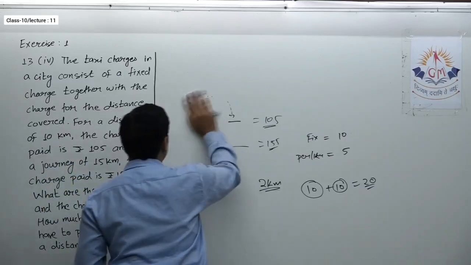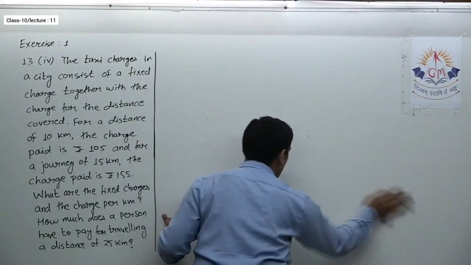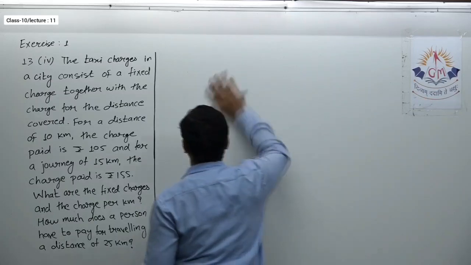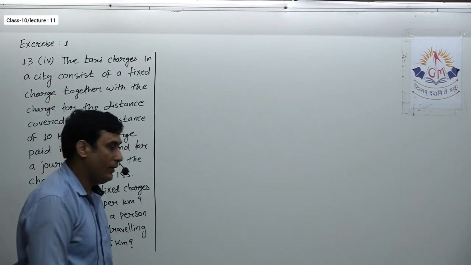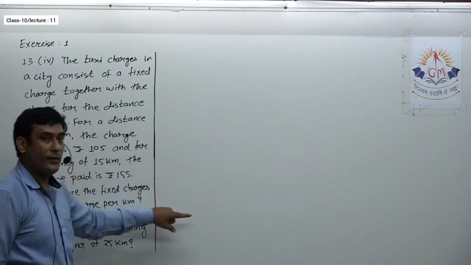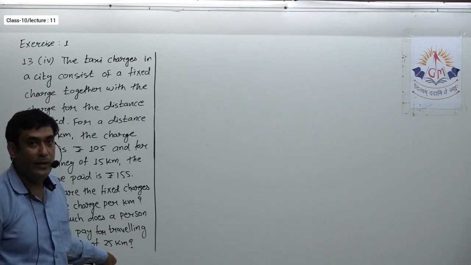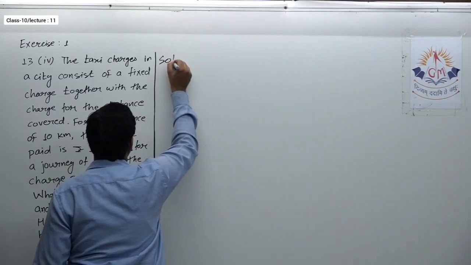So let us assume the fixed charge be rupees x and the charge per kilometer is rupees y, and then we have to form two equations, and by solving them by the substitution method we will get the values of x and y. After obtaining that, we have to find how much that person has to pay if he travels a distance of 25 kilometers.